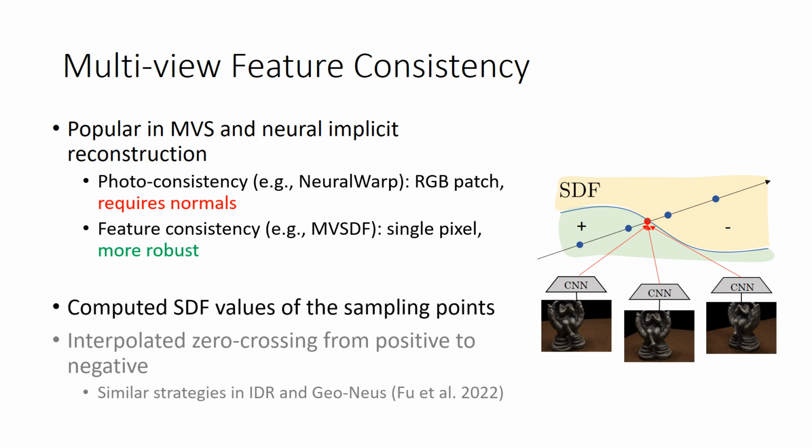To find the surface point differentiably, we take advantage of SDF values of sampling points, which are already calculated for volume rendering, and search for the first pair of sampling points changing the sign of SDF from positive to negative, and then approximate the zero-crossing surface point using linear interpolation. Note that similar strategies for ray surface intersection are used in IDR for surface rendering and recently in NeuralWarp for photometric consistency. In contrast, we apply feature consistency in volume rendering.